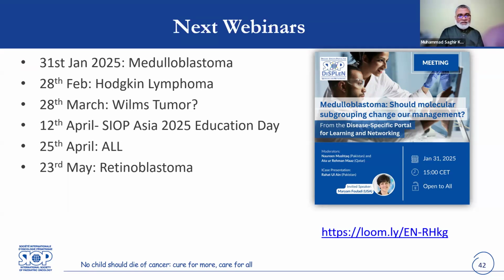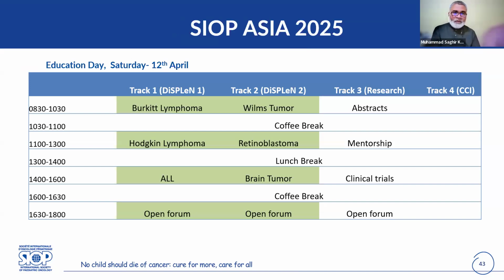Then we have a plan to do Hodgkin's in February, Wilms tumor in March, and then there will be the SIOP Asia Education Day, and then an ALL session, and last will be a retinoblastoma session. These are in the pilot phase of this project. About the education day, I'm not sure whether it will be hybrid, but maybe we can do it as a live stream. We have 2 tracks for this plan. One track is on Burkitt's, Hodgkin's, ALL, and the other is Wilms tumor, retinoblastoma, and brain tumors, so all WHO 6 index cancers. And there will be some open forum in the end for open discussion with the experts.